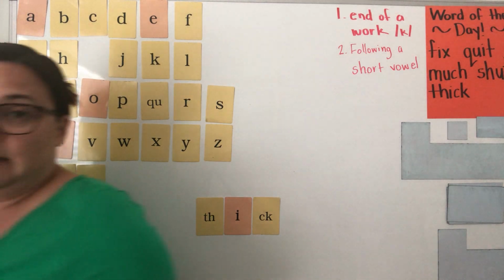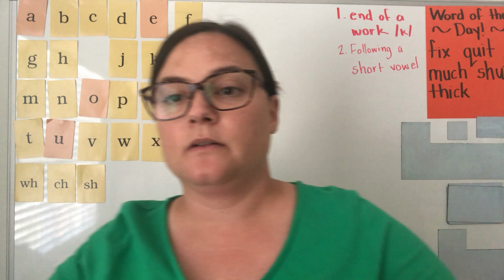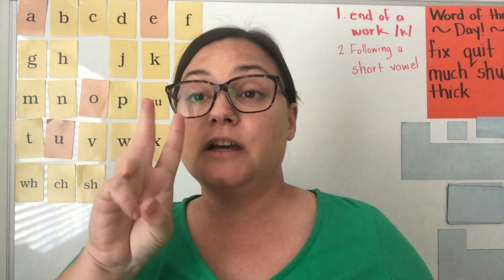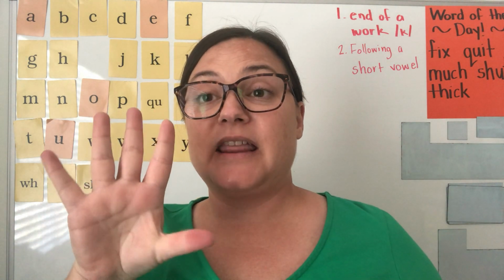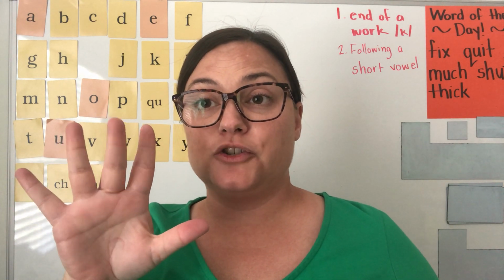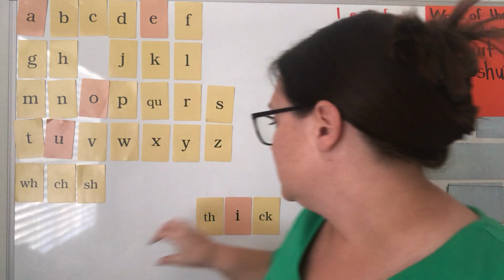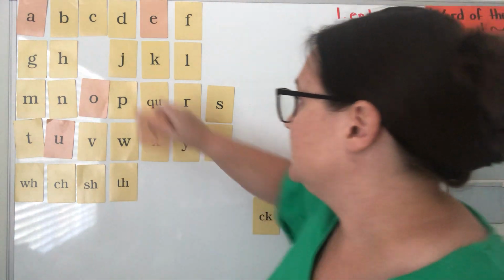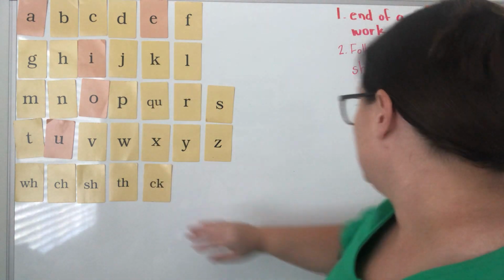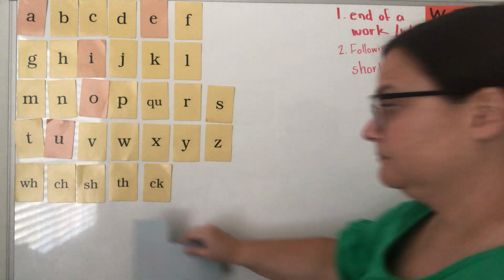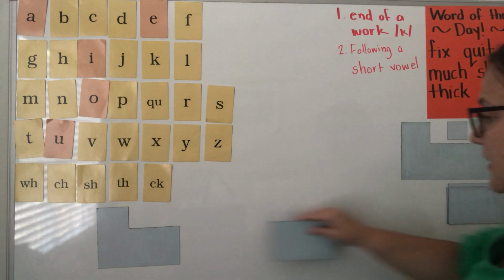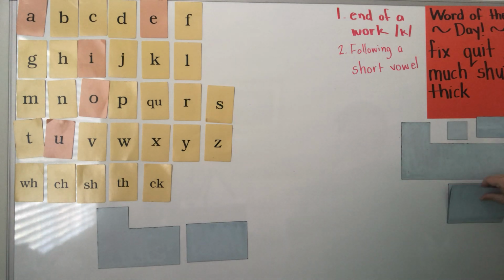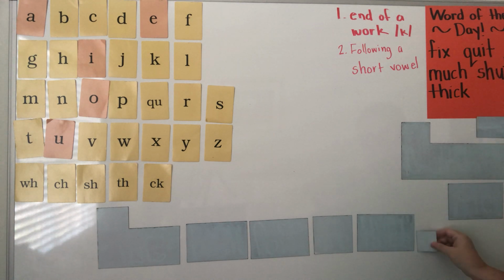And maybe my sentence today will help you. The tree trunk is thick. The tree trunk is thick. Let's do our sentence frames for that sentence. The tree trunk is thick. And this is a telling sentence, so I'm going to use my period.